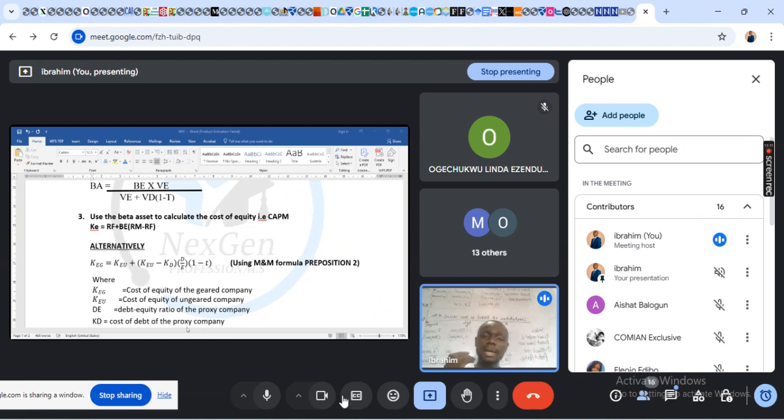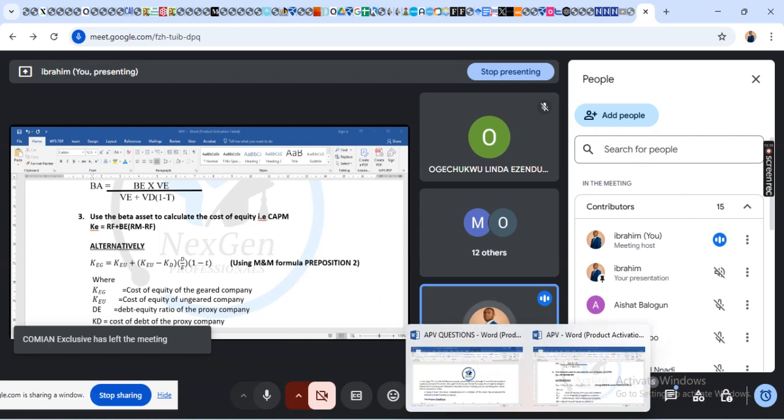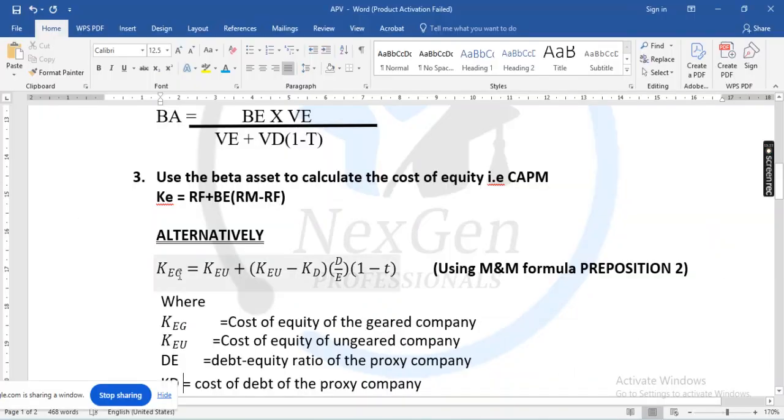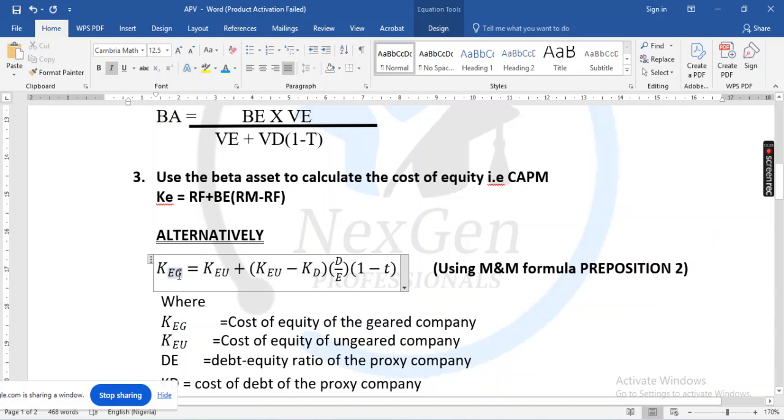Now, the formula here is: the cost of equity of the geared company equals the cost of equity of the ungeared company plus the cost of equity of the ungeared company minus the cost of debt, times the market value of debt divided by the market value of equity, times 1 minus t.